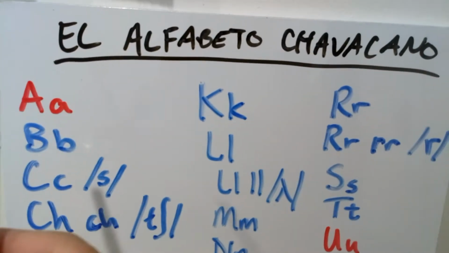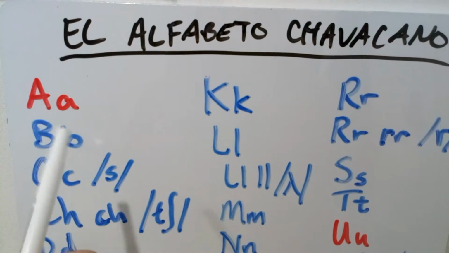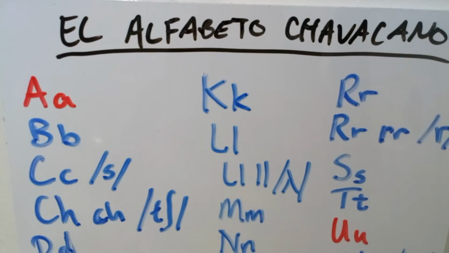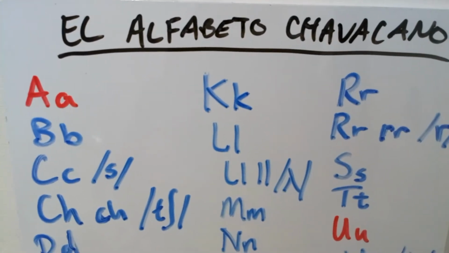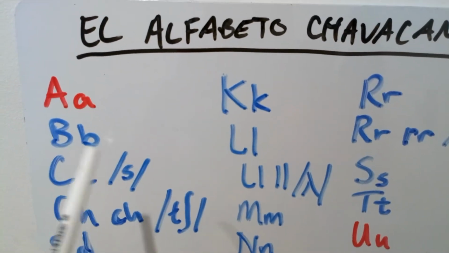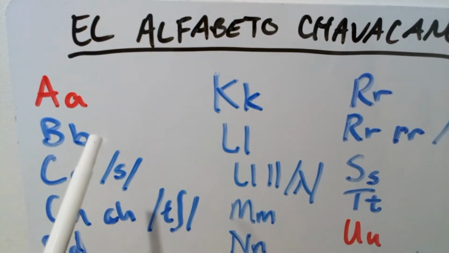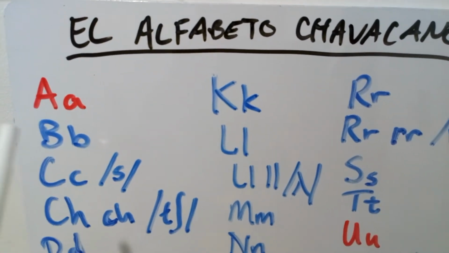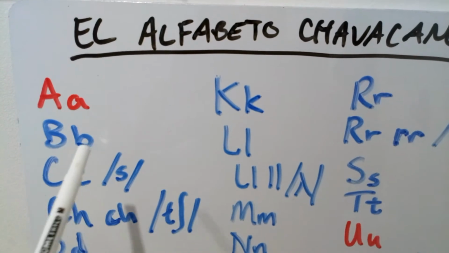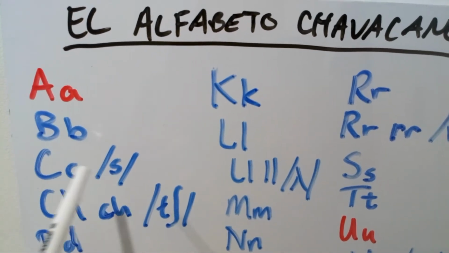So the first letter we have is letra A, and it makes the A sound. It's the same vowel sound that you'll find in indigenous Philippine languages, right? And in Spanish as well. The next one is letra B. Now, B has to have the strong B sound. So letra A, letra B, and letra C is the third one.